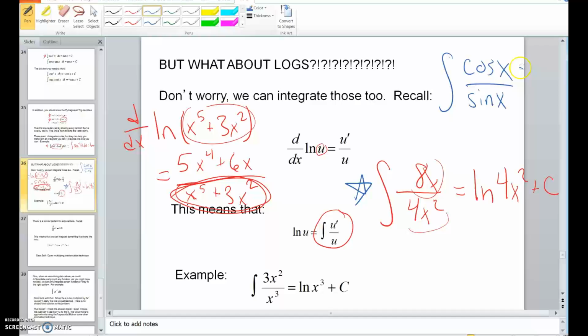Cosine x over sine x. This is another way of writing cotangent. So this actually integrates into a log because we have a function in the denominator, sine x. The expression in the numerator is the derivative of what's in the denominator. Cosine x is the derivative of sine x. So actually what this is going to integrate to is natural log of sine of x plus c.